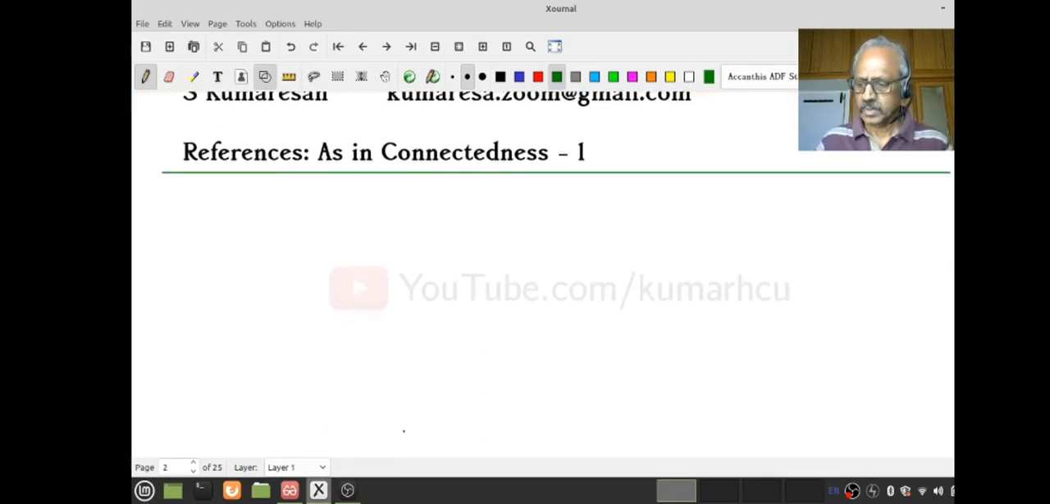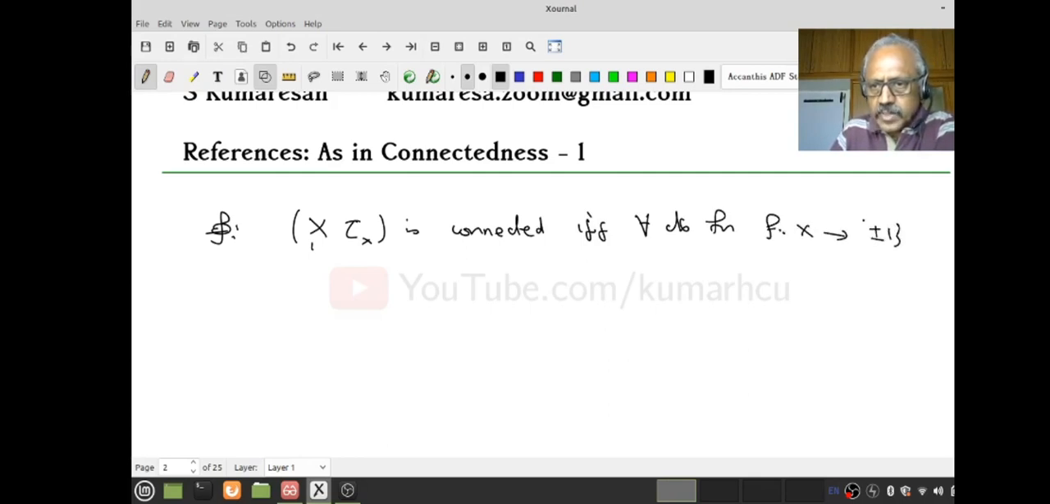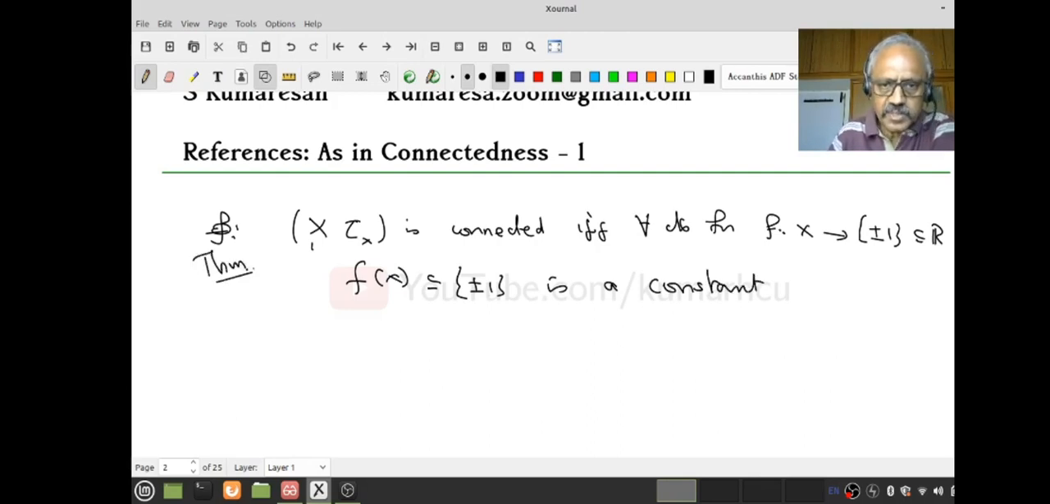Let us first make some observations before I go further. We say a space (X, tau_X) is connected if and only if every continuous function f from X to plus or minus 1, as a subset of R, which is the same as saying f of X is contained in plus or minus 1, is a constant. This is our characterization. A very simple characterization we did.